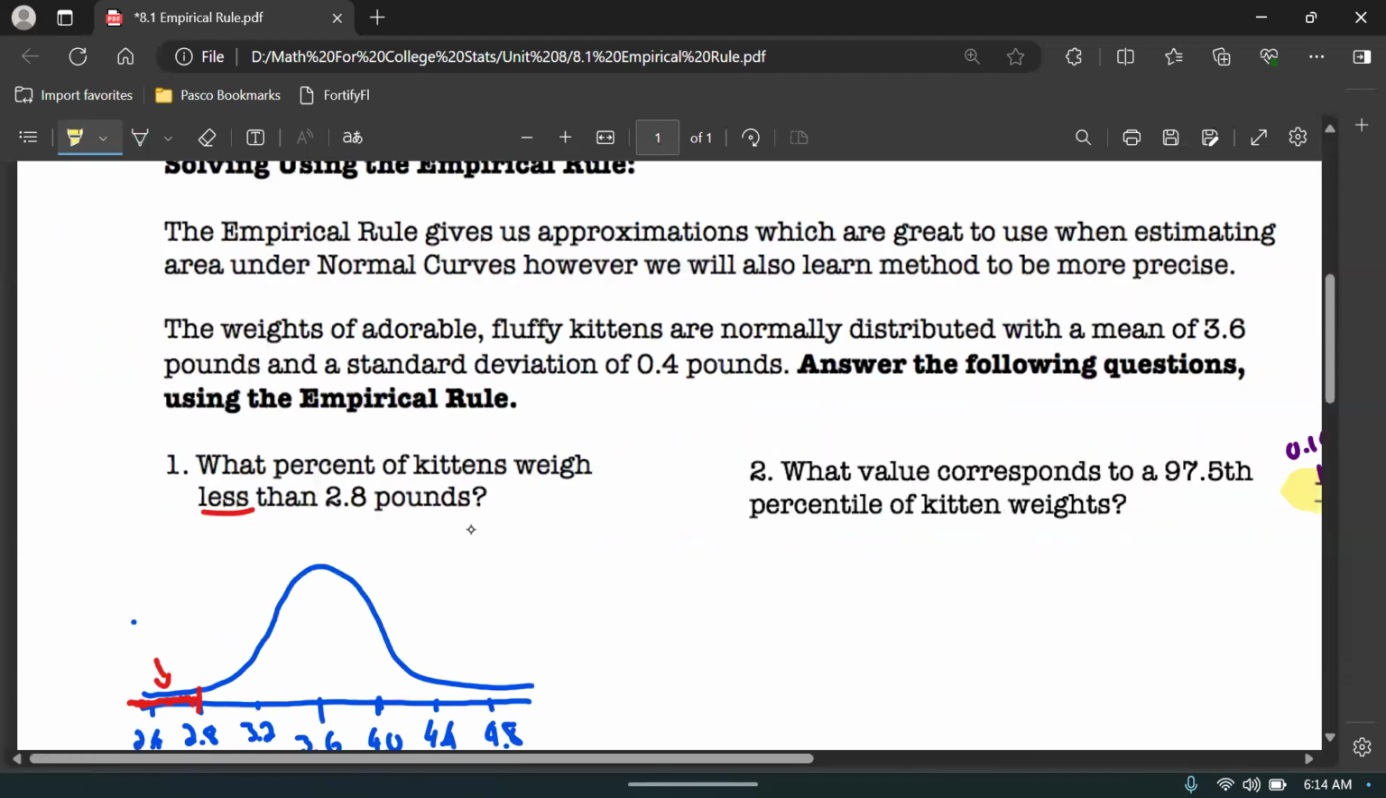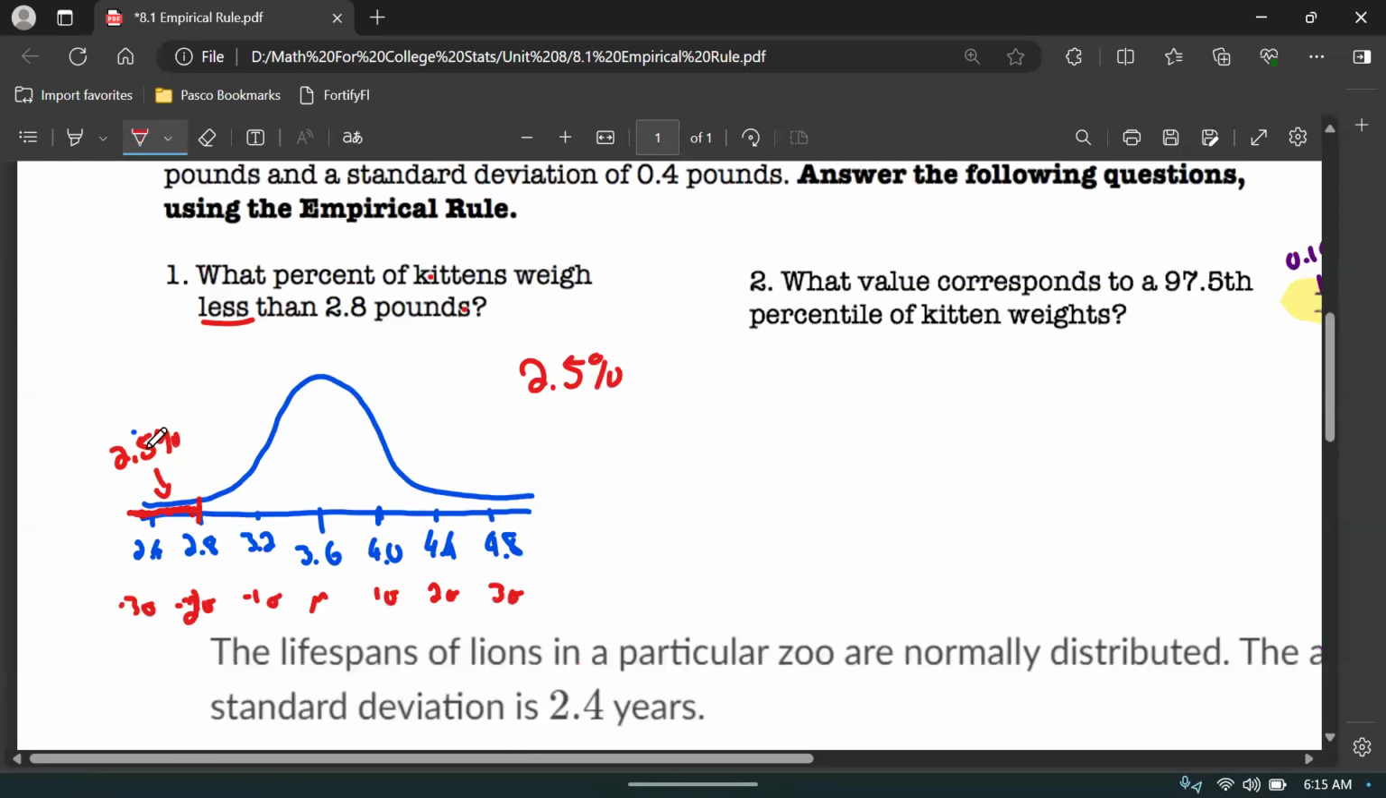So that region amounts to 2.5%. So our answer: 2.5% of kittens weigh less than 2.8 pounds, right? There you have it.